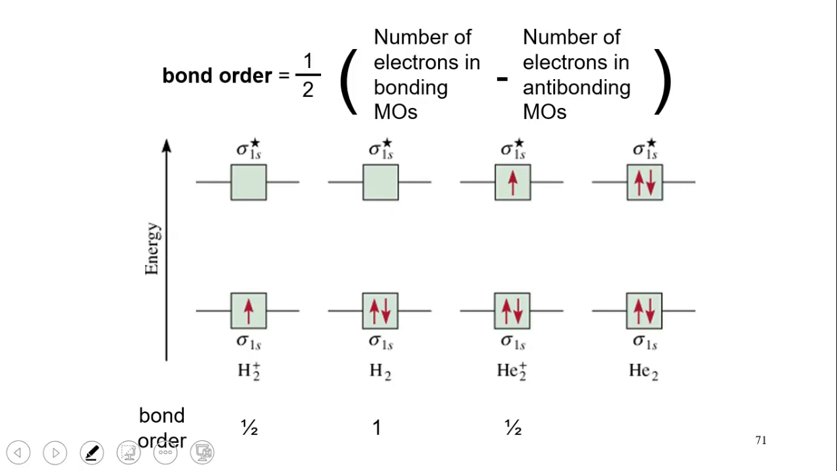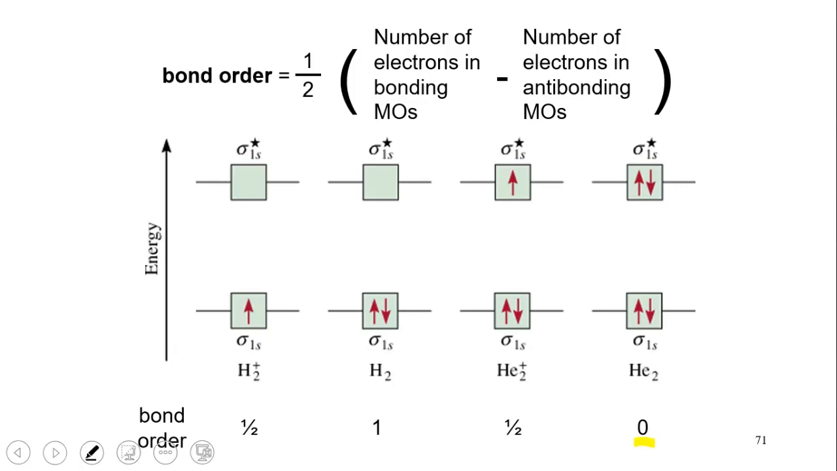Now, when we get to helium, of course, we know that helium is a noble gas. It doesn't want to make molecules. And you can see here that when we put the 4 electrons in these proposed molecular orbitals, the bond order is 2 minus 2 divided by 2, which is 0. In other words, this would not be a stable molecule.